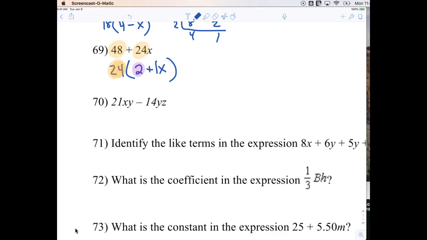All right? So now, everybody look at 21xy and 14xy. Is that prime? No. 7. There's a common 7, right? Oh, yeah. And what else? Y. I can pull out a y also. And then what's left? 3x minus 2z. Because you're pulling out the y, there's a z left. Come on, double check that now, please.